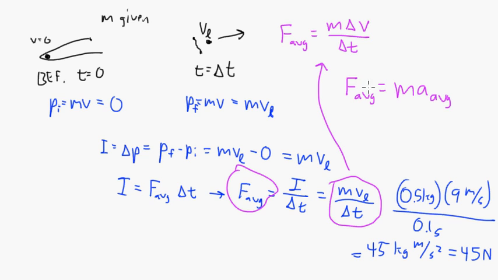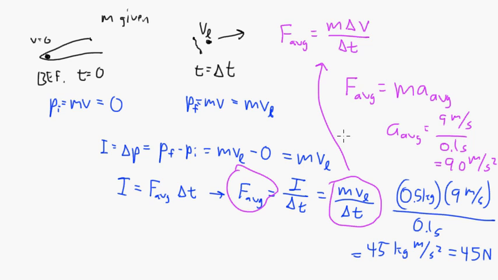So instead of doing it this momentum way, we could have taken the delta v we had, which we could find from 0 to v sub l, just v sub l, and the delta t we had, which was 0.1 seconds. So we could have found that average acceleration was 9 meters per second divided by 0.1 seconds equals 90 meters per second squared. And then when you multiply the 90 meters per second squared by the mass, which is 0.5 kilograms, you would get 45 newtons.